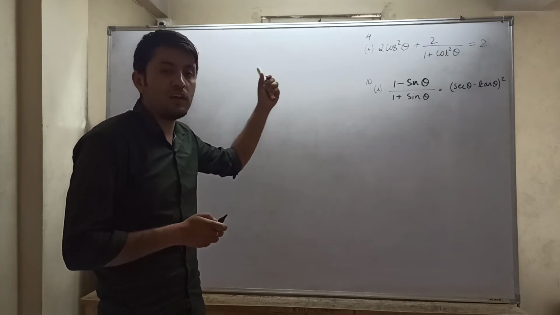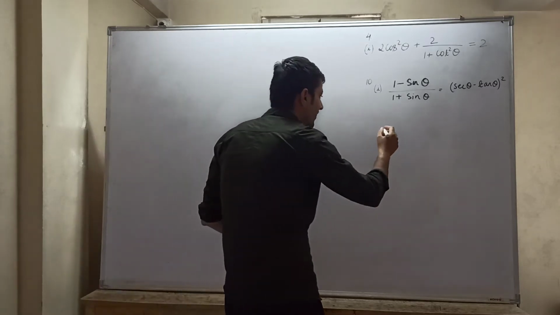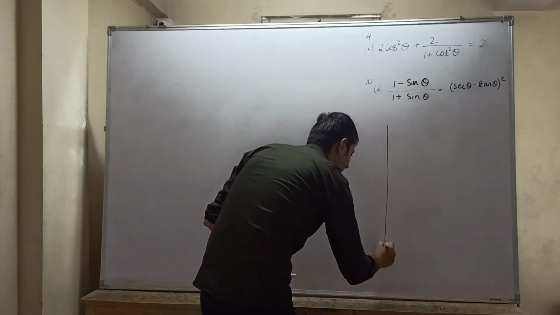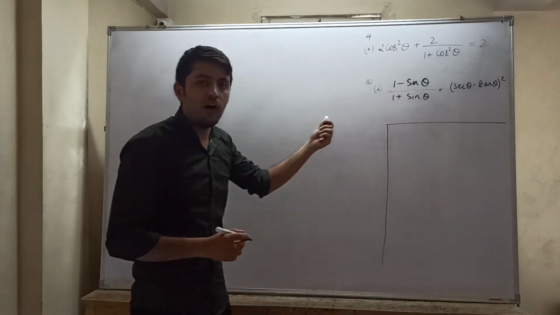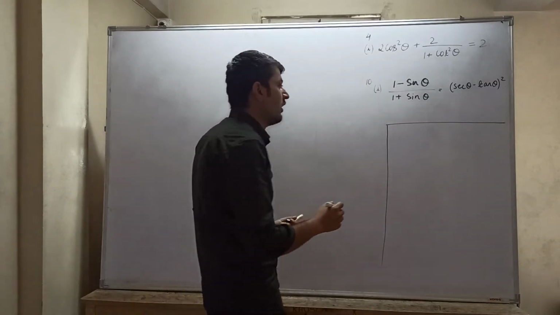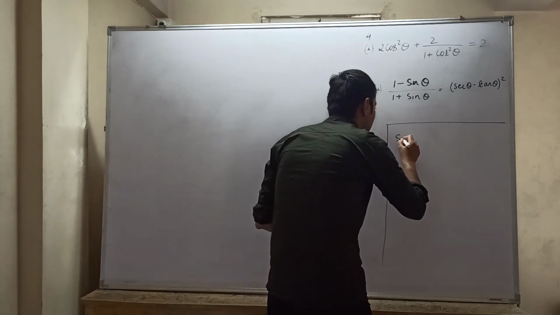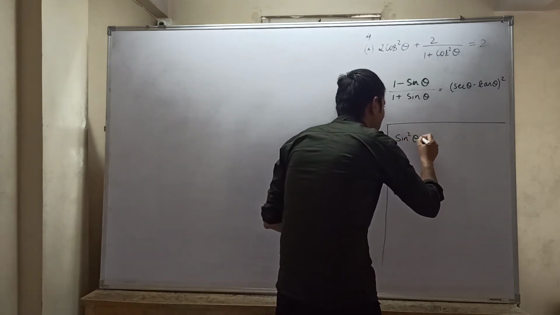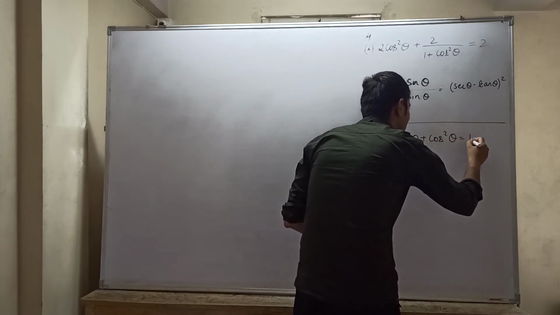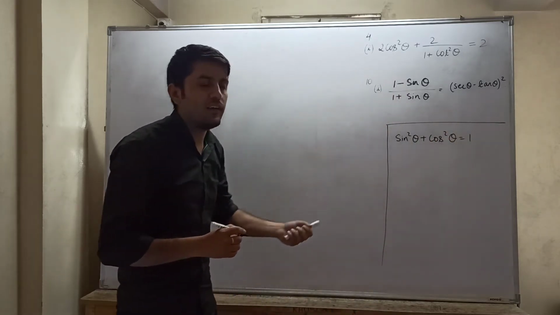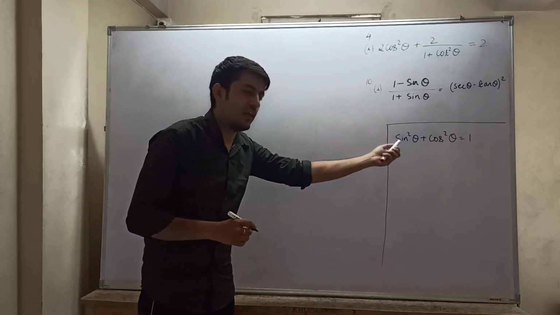So what are your three trigonometric identities? Let me just note it down here. The first one we have done in the last video. What is the first one? Sine square theta plus cos square theta is equal to 1. This is your first identity relation.